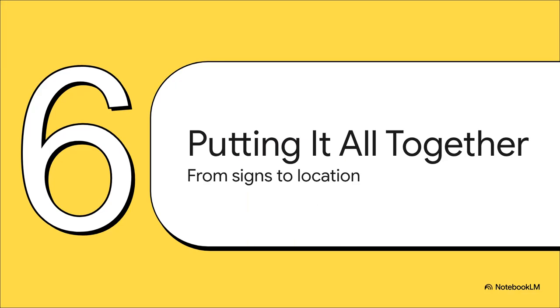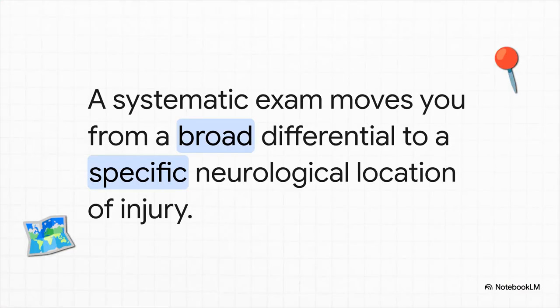So now we've gathered all these clues. We have our GCS score, we know what the pupils are doing, and we've seen the motor posturing. The final and most satisfying step is to combine all of that into one single, coherent clinical picture. And this is the real takeaway here. A structured exam isn't just a checklist you run through. It is a logical process of deduction. It's what allows you to go from that huge, broad list of possibilities we started with, neurologic, metabolic, infectious, and start to pinpoint a specific location of injury right inside the brain.